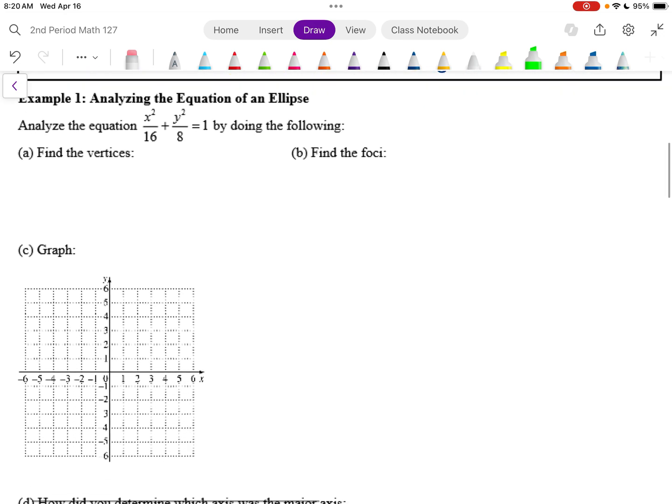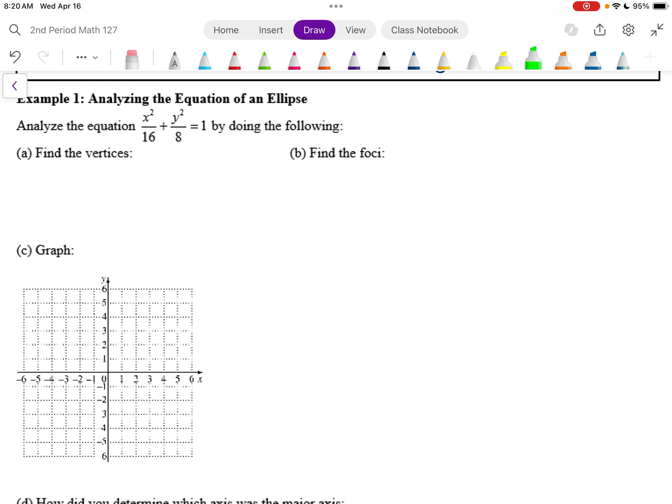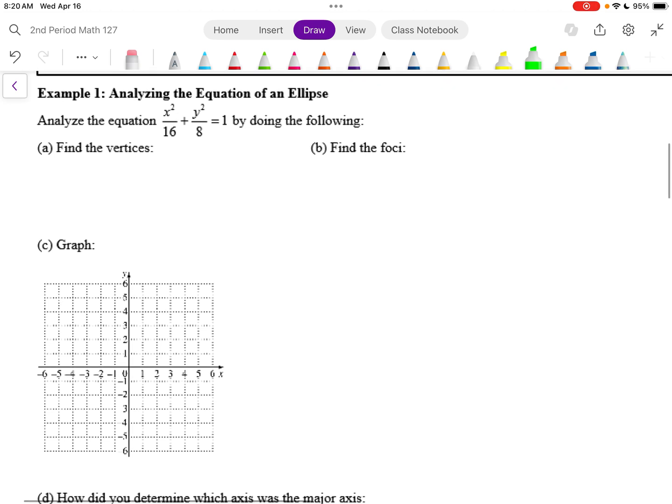Okay. So analyzing the equation of the ellipse. So x squared over 16 plus y squared over 8 equals 1. So this is the bigger number, which means that this is my a squared, this is my b squared. So to find the vertices are plus or minus a comma 0. So we're going to have to take the square root of 16, which is 4, and we get a positive 4, 0 and a negative 4, 0.